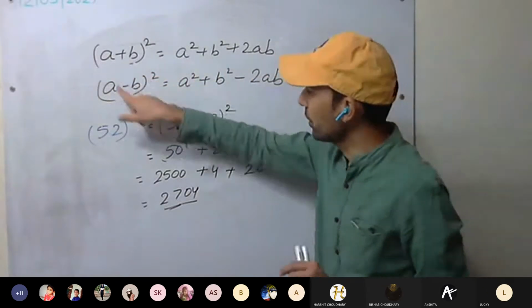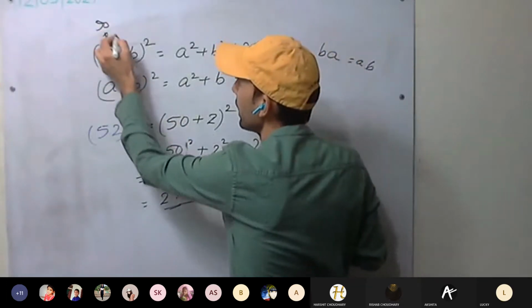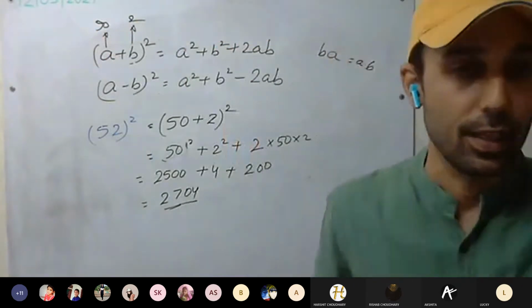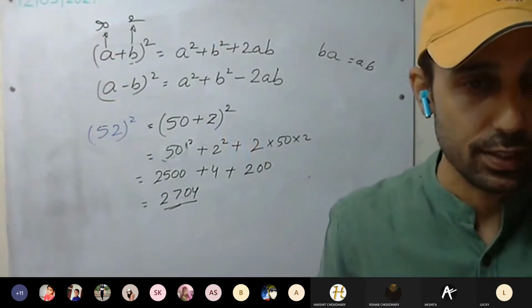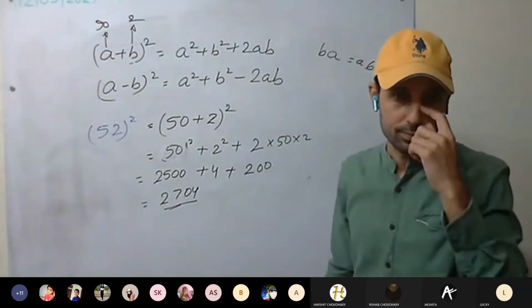Okay. So here a will be how much? At a we will put 50 and b we will be putting 2.